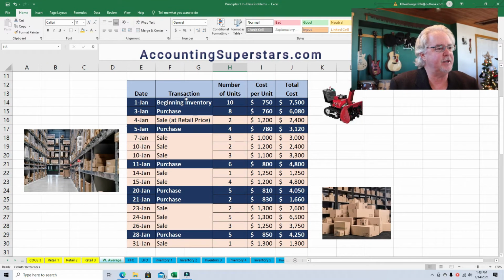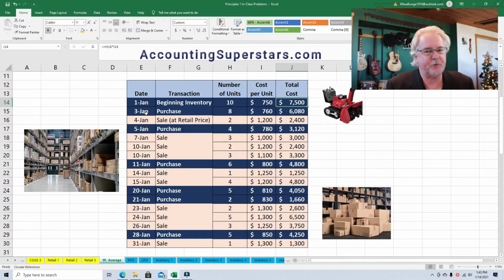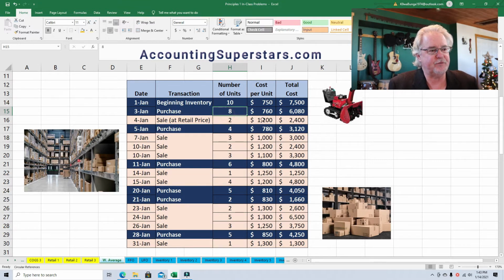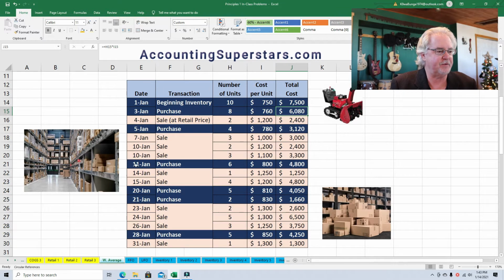What we have in dark blue here is January 1st, beginning inventory. Fred had 10 snowblowers in beginning inventory. Those snowblowers cost Fred $750, so 10 times 750 is 7,500. And then on January 3rd, Fred made a purchase. He bought 8 snowblowers for $760 each for a grand total of $6,080, and so on and so forth. Everything in blue here were purchases.